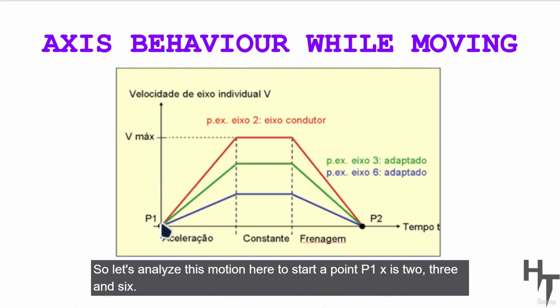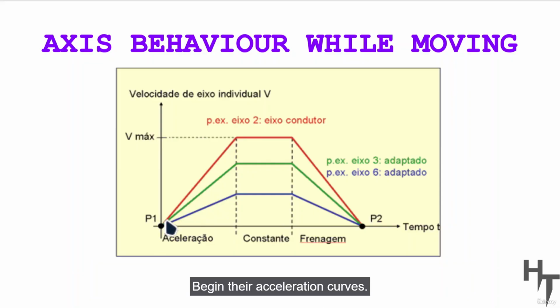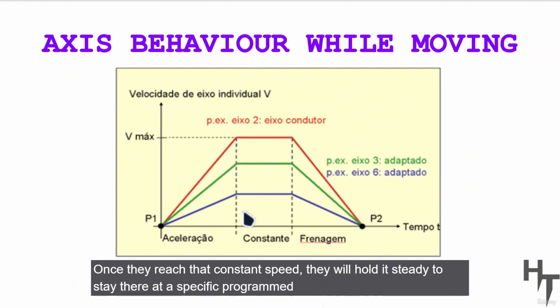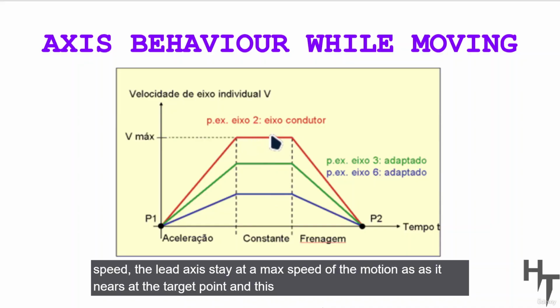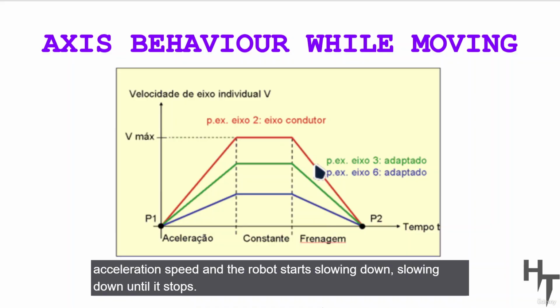To start at point P1, axis 2, 3, and 6 begin their acceleration curves. Let's take a closer look starting at point 1, axis 2 here. Axis 3 and axis 6 initiate the acceleration phase. Once they reach that constant speed, they will hold it steady at the specific programmed speed. The lead axis stays at the max speed of the motion as it nears the target point. Then the robot starts slowing down until it stops.